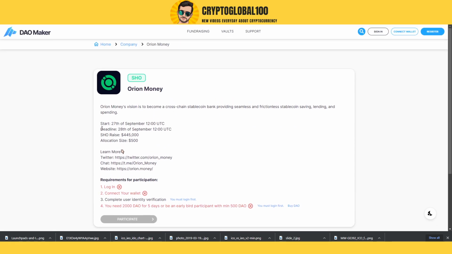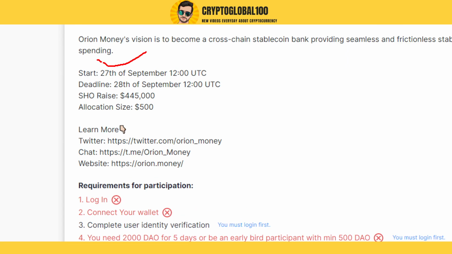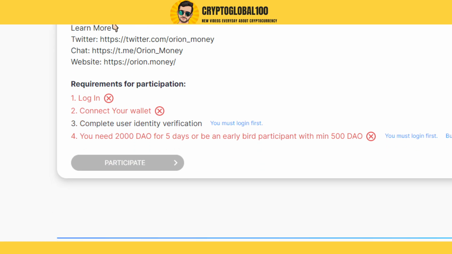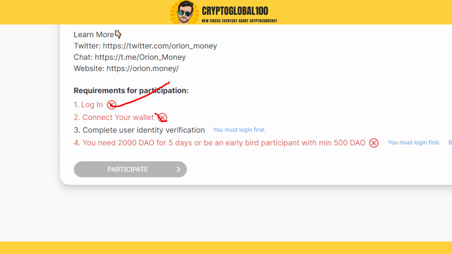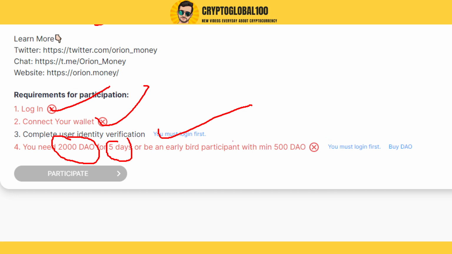For example, this is a project, Orion Money. The deadline is from the 27th through the 28th. The fundraising target is 400,000, and the allocation per person would be 500, but for that you need to be logged in, connect your wallet, complete your KYC, and hold 2000 DOW tokens for at least 5 days. So in order to participate in this token sale, you need to have at least 2000 DOW, or be an early bird participant with a minimum of 500 DOW.